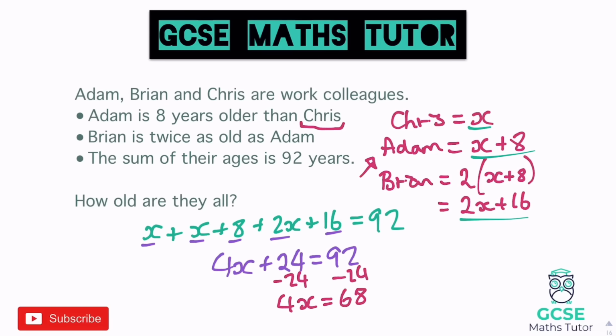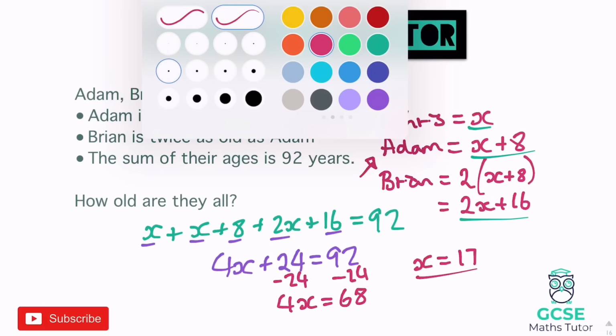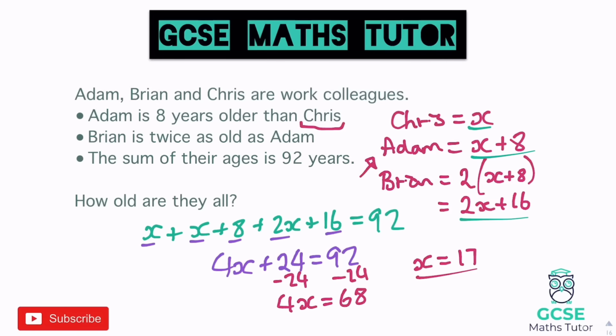So dividing that by 4 gives us 17. So x equals 17. It does say how old are they all, so we could finish this off. Chris was x, so Chris is 17. Adam was x plus 8, so Adam would be 17 plus 8, which is 25. And then Brian is twice as old as Adam, so Brian would be 50, double 25.